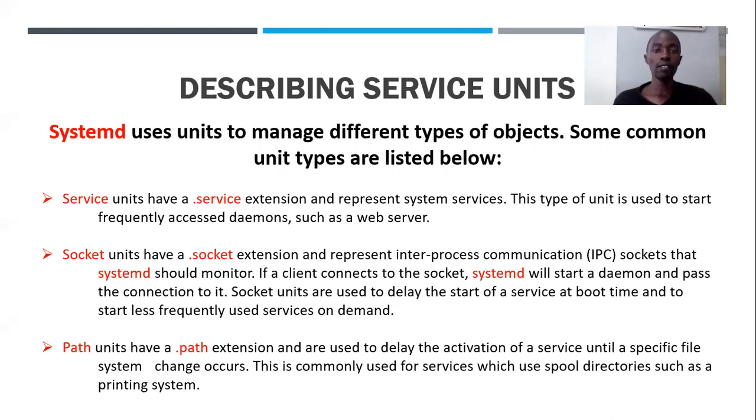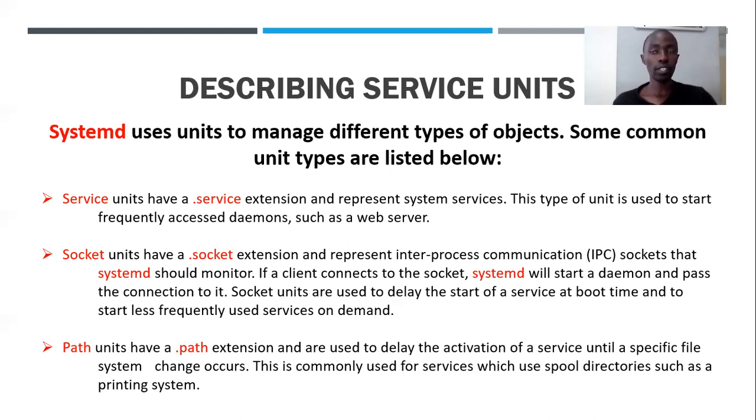Now, we also have the last one, which is path, the path units. Path units have a .path extension and are basically used to delay the activation of a service until a specific file system change occurs. So some services can be activated manually, some can be activated faster. So we have a comparison of activation. But if you want to delay the activation of a service until a specific file system change occurs, then you can do what? You can alter or modify the path units.